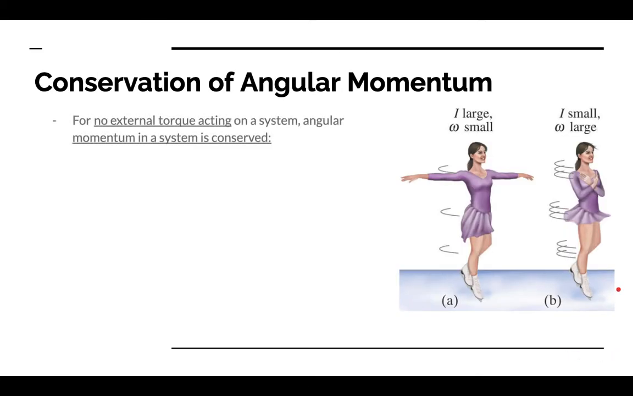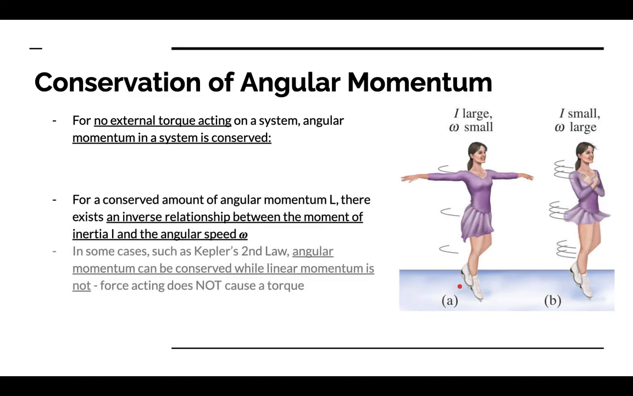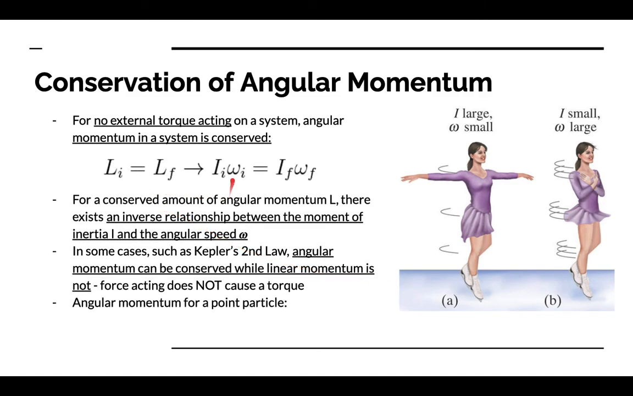Lastly, we look at conservation of angular momentum. If no external torque is acting on a system, angular momentum in the system is conserved. Li equals Lf. I initial times omega initial equals I final times omega final. For a conserved amount of angular momentum L, there exists an inverse relationship between the moment of inertia I and the angular speed. This is demonstrated right here.